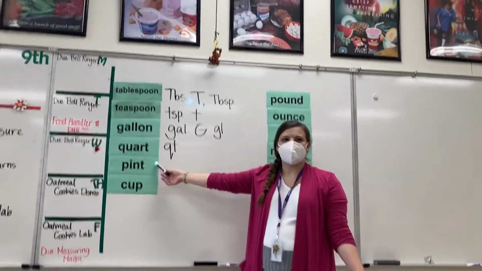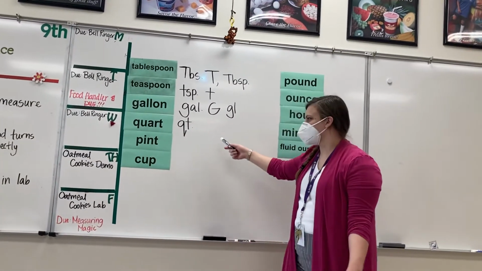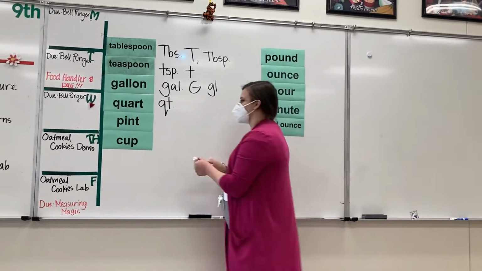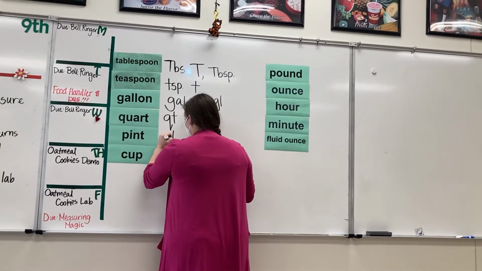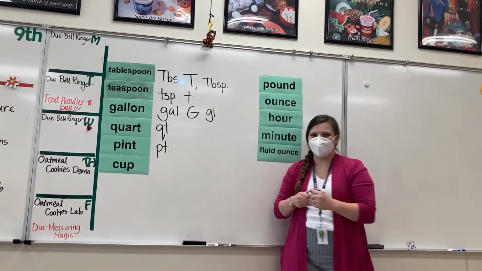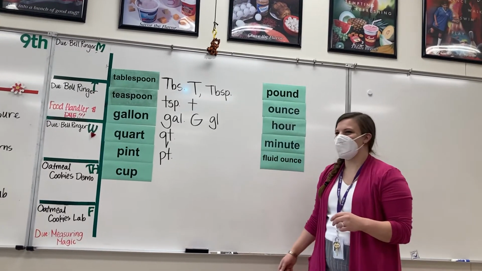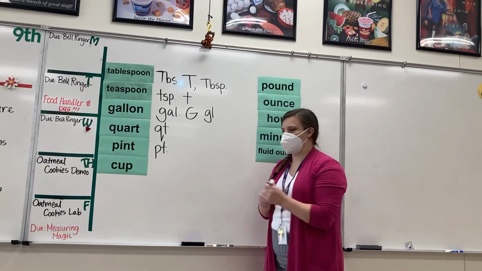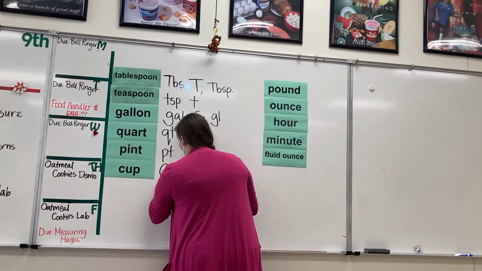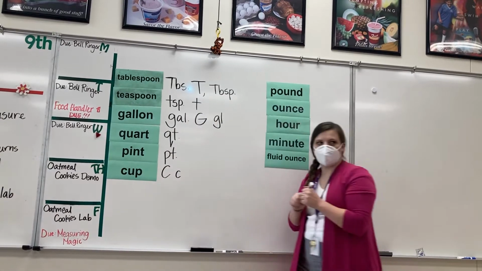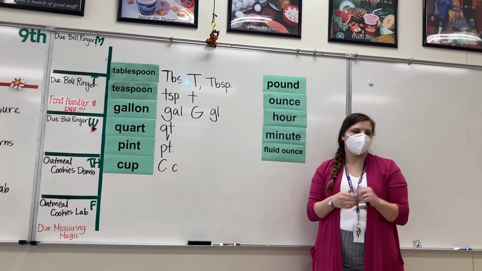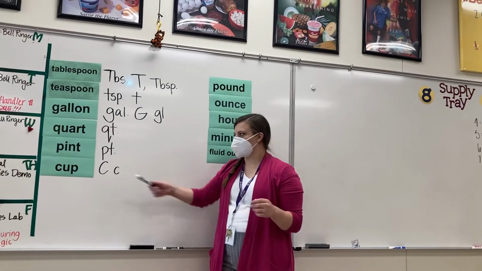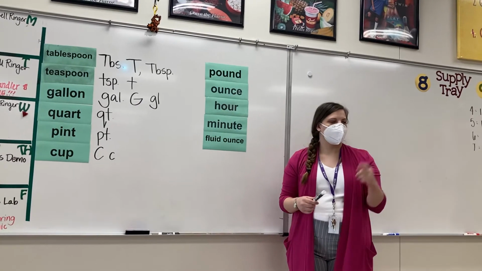So, to abbreviate for quart, we use QT. For pint, it's PT. Good job. For cup, it is either a capital C or a lowercase c. Since this word is so short, people just say cup sometimes. They just write out cup. But if it is abbreviated, that's what it'll look like. Either a capital C or a lowercase c.